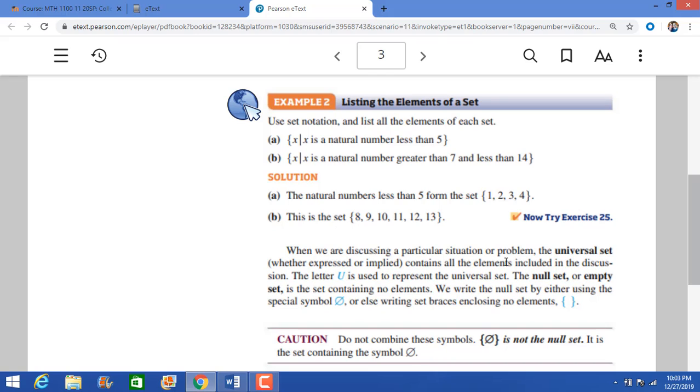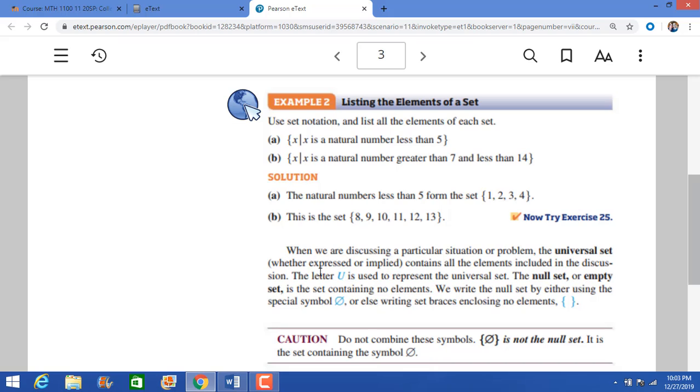Okay. Now, when we're discussing a particular set, particular situation or problem, the universal set, whether it's expressed explicitly or not, contains all of the elements included in discussion. So we use the letter U typically for the universal set. The null set, or what we call the empty set, is the set that doesn't contain any elements.